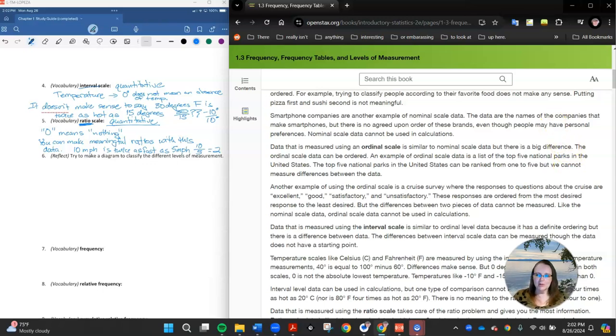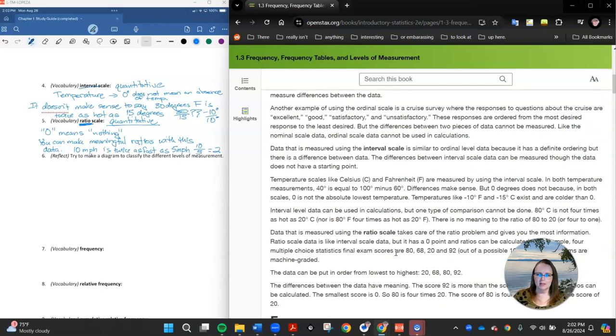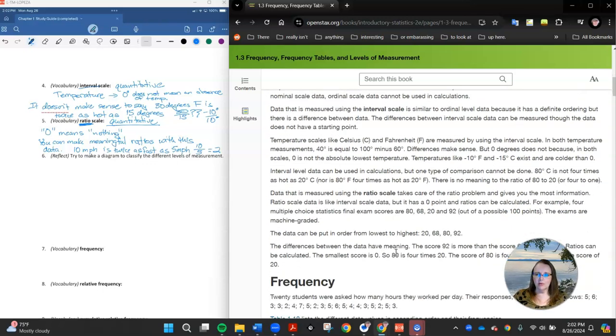But just ask yourself, does it make sense to say something is twice as fast as something else? Yes. Does it make sense to say something is twice as cold as something else? No, it does not make sense to say that. So those are the scales. So I ask here for you in a reflection to try and make a diagram to classify the levels of measurement, because we've got a lot of stuff and it can be hard to determine what fits into what categories.